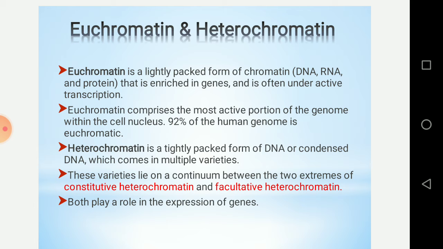In constitutive heterochromatin, the entire chromosome is heterochromatin, meaning it is tightly packed. But in facultative heterochromatin, some parts are not tightly packed; some parts are a little loose and some parts are tightly packed. So these are subtypes of heterochromatin, constitutive and facultative. Both play a role in gene expression.